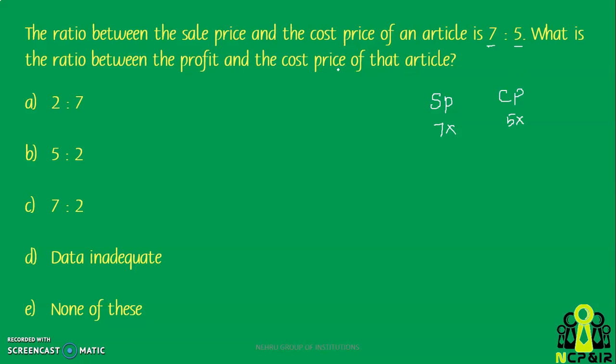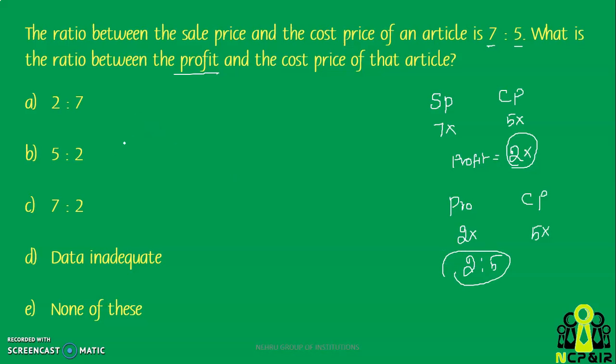And they have given it is the profit transaction. So obviously selling price minus cost price is what you need to find. So in this case, profit will be 7x minus 5x. That will give you 2x. So now I got what is my profit. What is the required thing? Ratio between profit and the cost price. So cost price is 5x, means profit will be 2x. So that is 2:5 will be the answer for this one.